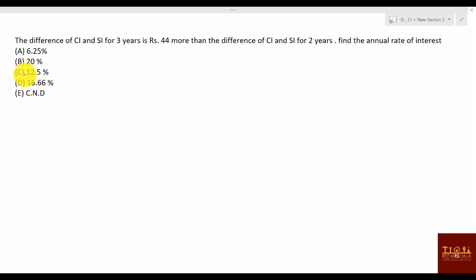This one. The difference of CI minus SI for 3 years is 44 more than the difference of CI minus SI for 2 years. Find the annual rate of interest. What they have given is CI minus SI for 3 years minus CI minus SI for 2 years, it is given as 44. What is the annual rate of interest? Can you find it? No.